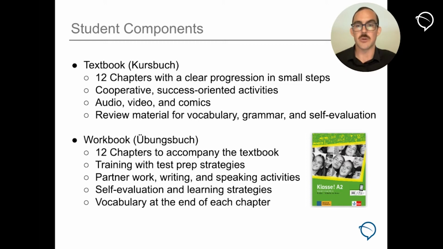Let's start with the student components. There's a textbook and a workbook available both in print and ebook format. Each full level covers 4 units and 12 chapters, with the split editions covering 2 units over 6 chapters. Whether teachers choose to use both print and digital sets, or one or the other, they are fully compatible with each other, and we provide teachers with training on how to manage their online classrooms if they go digital.